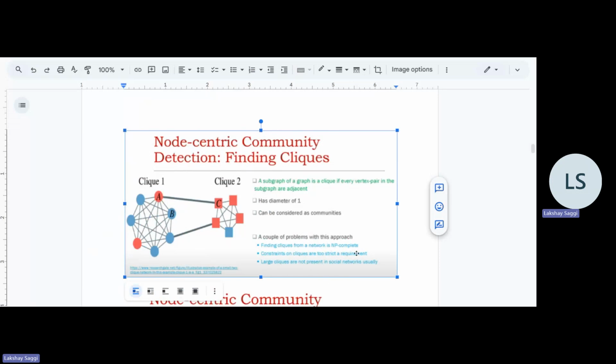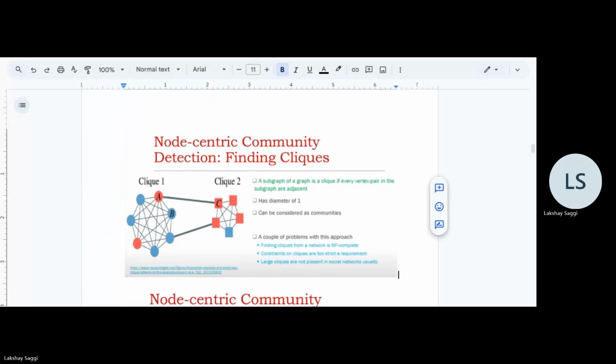What's the constraint on a clique? Every pair of vertices should have an edge, and usually large cliques are not present in social networks. You won't see a very large clique in a real world network. So maybe this is not the best way to go about classifying things as communities. Note that finding cliques being NP-complete, and large cliques not being present in social networks, are interrelated.